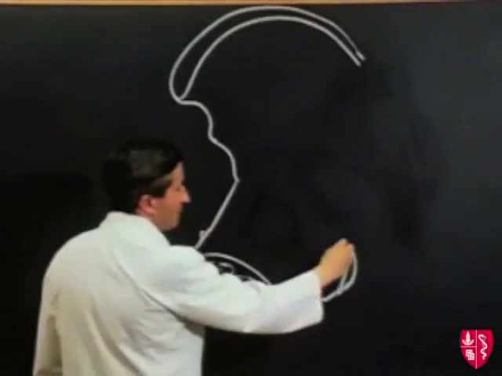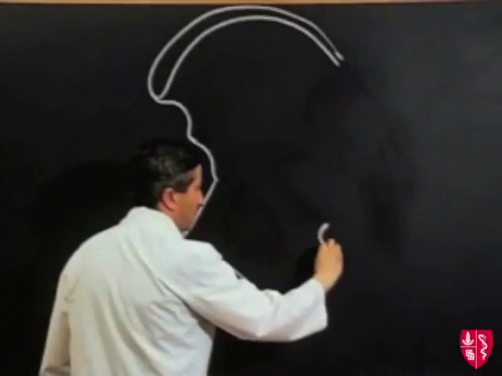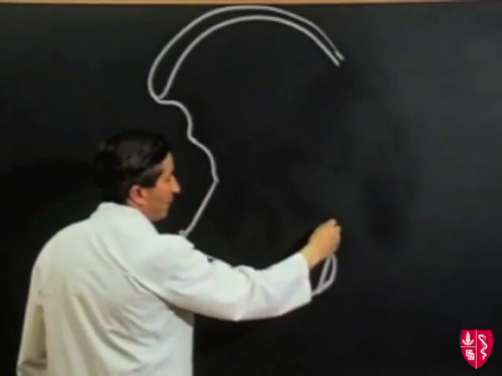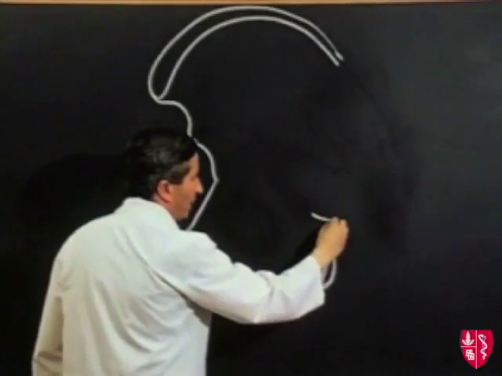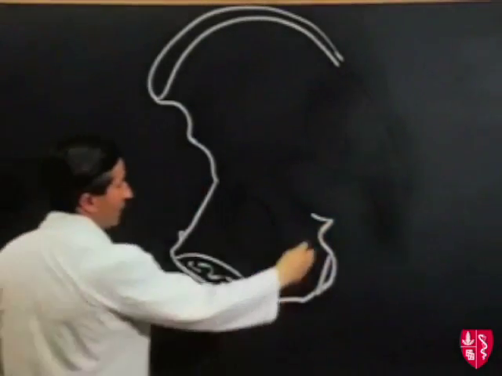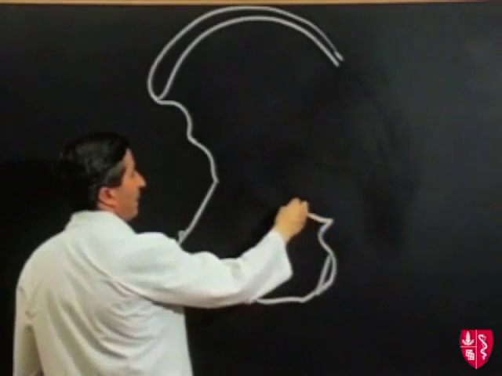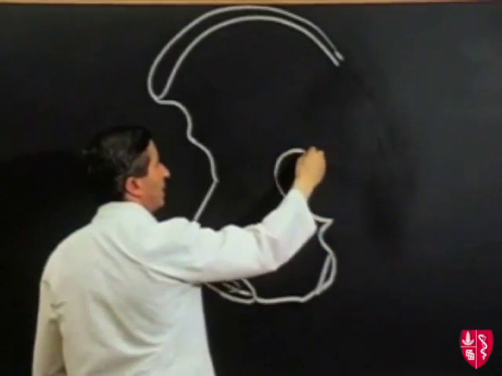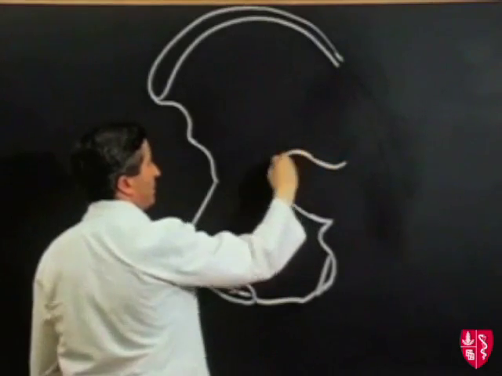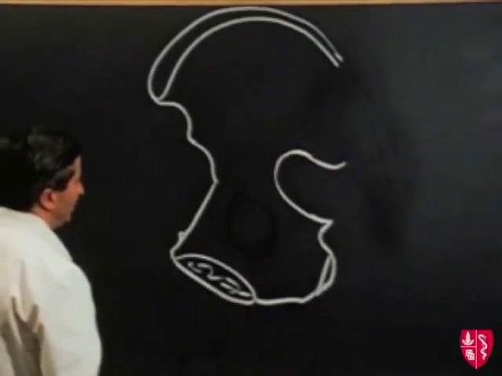Now we'll come up with the ischial tuberosity to the lesser sciatic notch and put in here the spine of the ischium. And then we go from the spine of the ischium up here, the greater sciatic notch, coming down to the region where it's articulating with the sacrum.